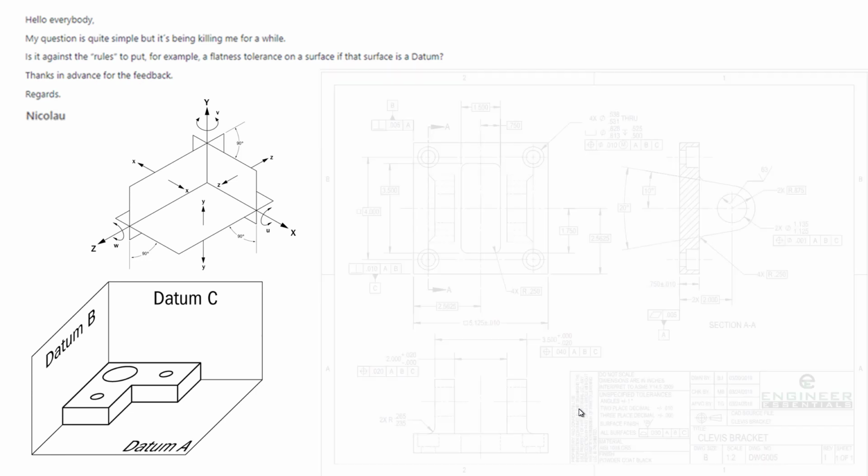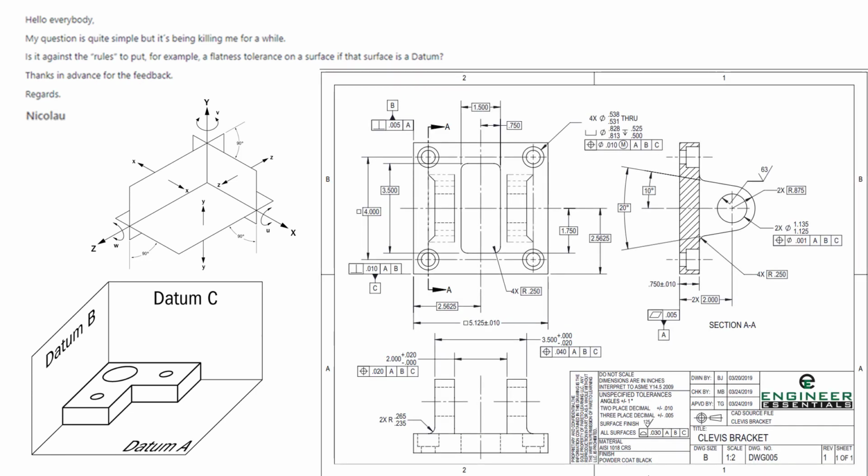So, if you take a look here, we've got an engineering print for a clevis bracket. And funny thing is, this is actually the part that I'm printing right now. And as you can see here, we do have flatness on a datum. Now, there's a big distinction to make here. You cannot use flatness and reference a datum like this. Flatness will never have a datum reference. It is only a form control. Only location and orientation controls can have datums used.